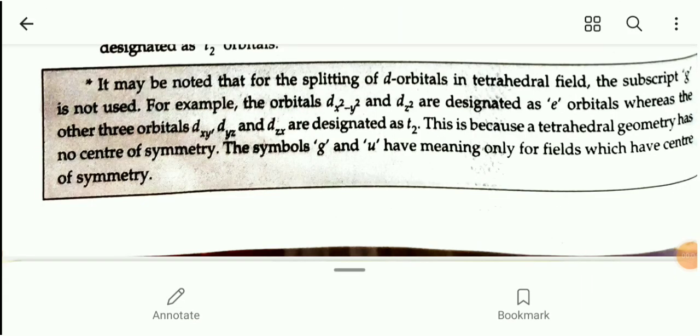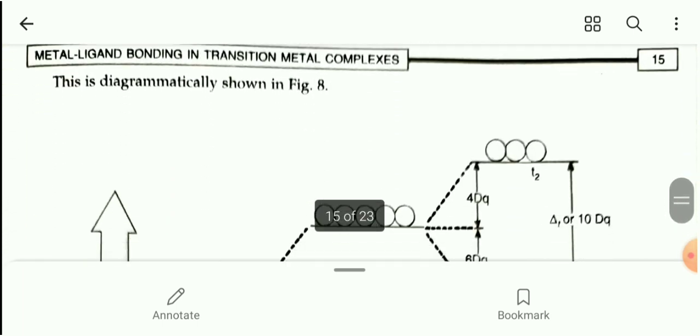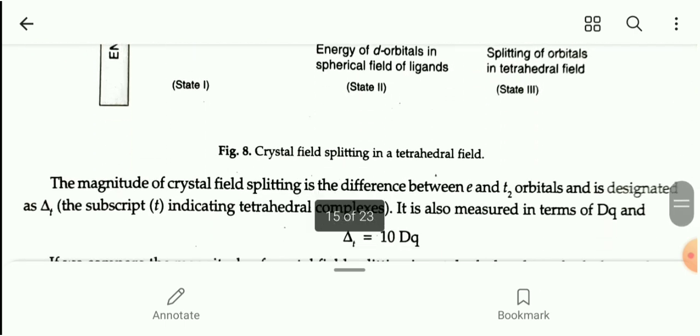It may be noted that in the splitting of d orbitals in a tetrahedral field, the subscript g is not used. For example, the orbitals dx square minus y square and dz square are designated as E orbitals, whereas the other three orbitals dxy, dyz and dzx are designated as T2. This is because a tetrahedral geometry has no center of symmetry. Symbols g and u have meaning only for fields which have a center of symmetry. This is diagrammatically shown in figure 8.